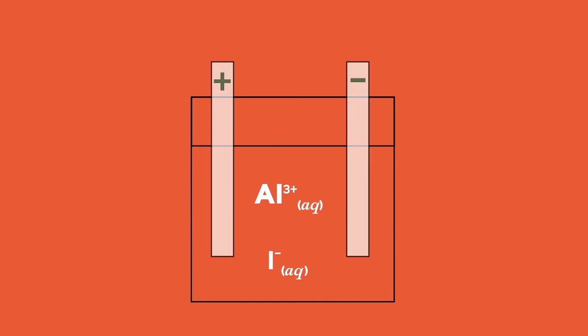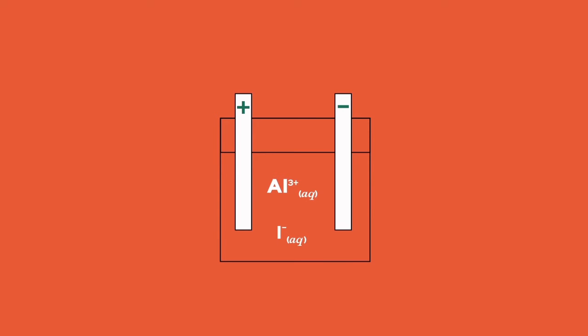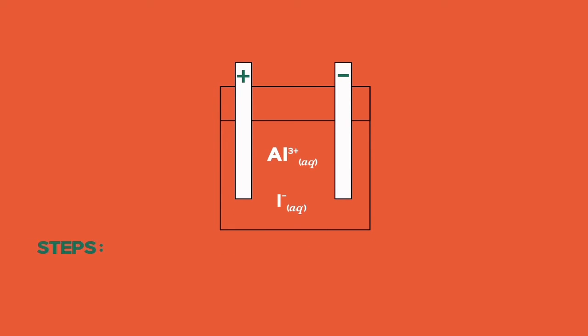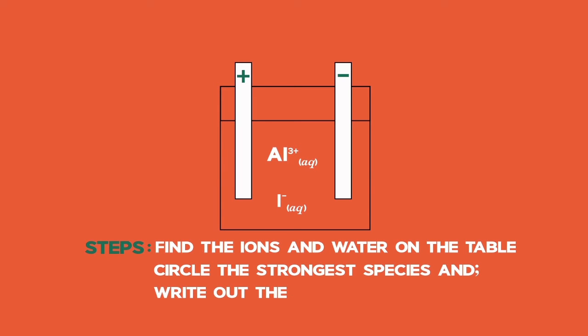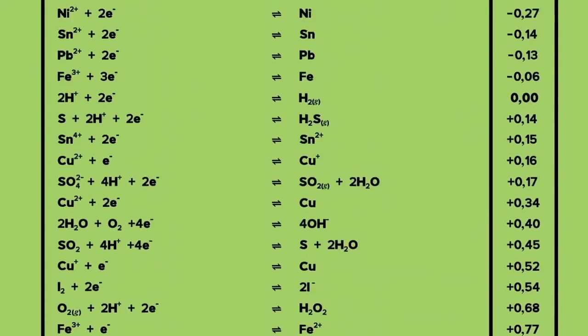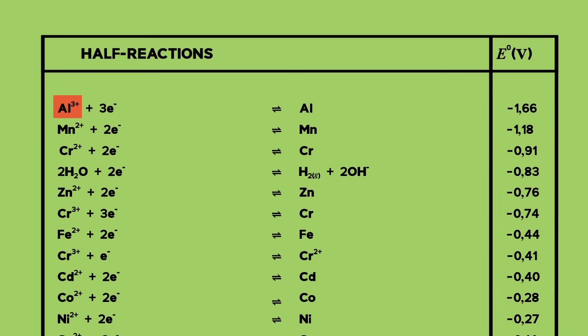Let's see if we can predict the products when aluminium iodide is electrolyzed. Applying a positive and negative potential, something is sure to happen. Let's run through the steps. Find the ions and water on the table. Circle the strongest and write out the reactions. When we actually do that, we find that aluminium 3+ ions are too weak as an oxidizing agent. Water reacts in this place.